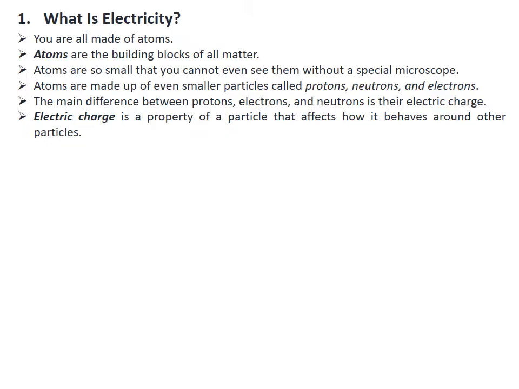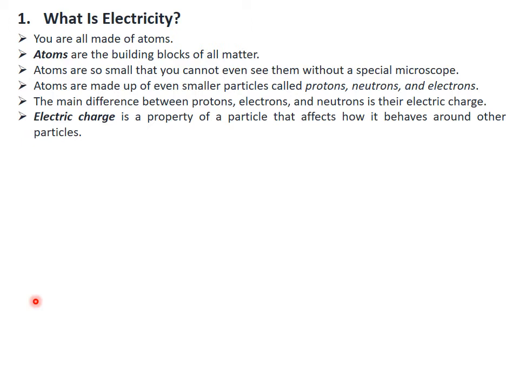First of all, let us start our lesson by learning what is electricity. You already know that you are all made of atoms. What are atoms? Atoms are the building blocks of all matter. Atoms are so small that you cannot even see them without a special microscope. Atoms are made up of even smaller particles that we call protons, neutrons, and electrons.